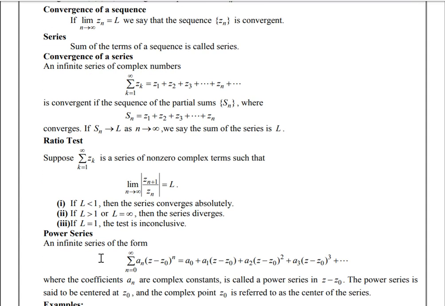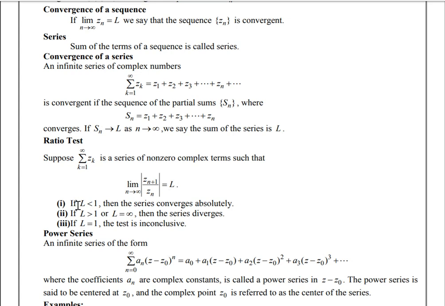There are different tests we discuss here, the first being the ratio test. Suppose the sum of Zn is a series of non-zero complex numbers, that means 0 is not a member of that series. For this we define a ratio: Zn plus 1 over Zn, the ratio of the nth term and the n plus first term, and take the limit as n tends to infinity. Suppose this ratio tends to some number L.